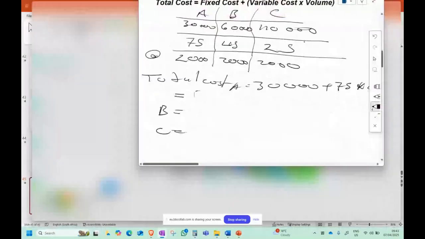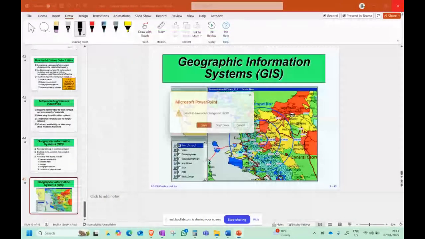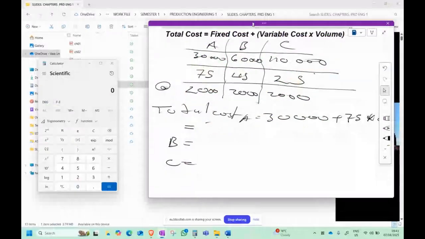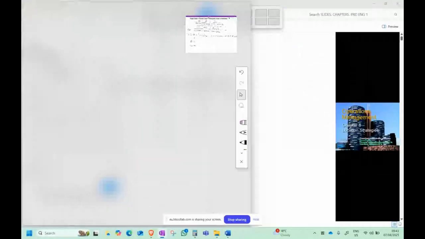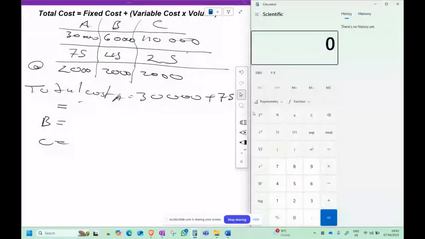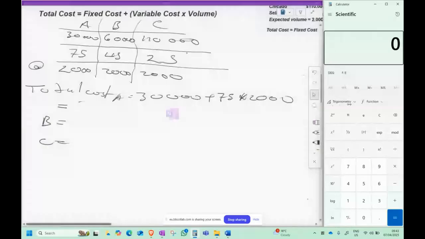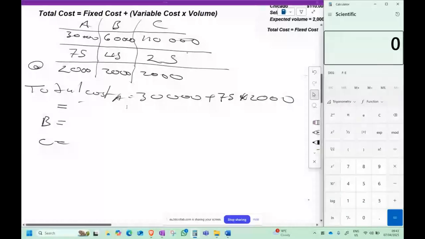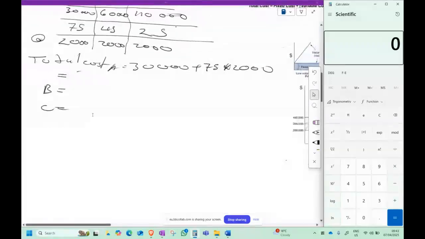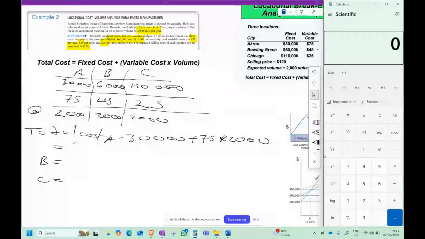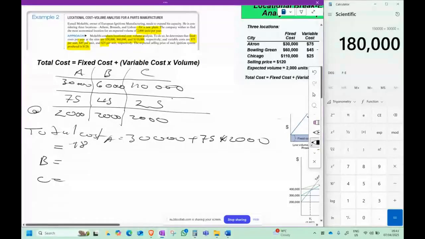No, something must come up here. Seventy-five multiplied by 2,000 plus 30, which gives you 180,000.